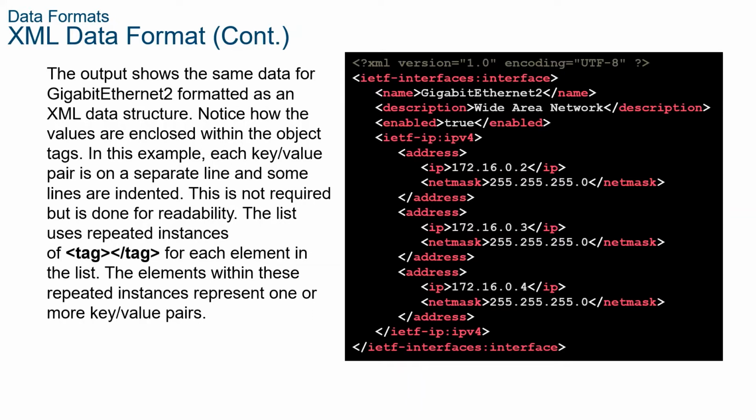The list uses repeated instances of a tag. You've got the starting tag and the ending tag for each element in the list. The elements within these repeated instances represent one or more key value pairs. So try to evaluate and compare the XML output for gigabit Ethernet 2.